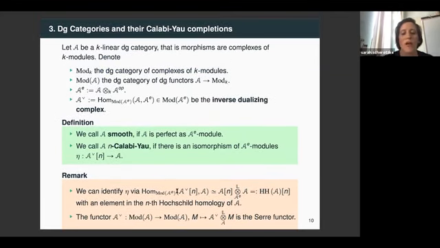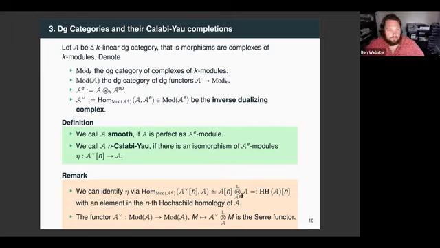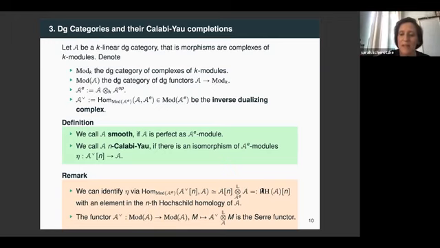If we have a morphism between the dualizing complex shifted by n and A, and we assume that A is smooth, then this is equivalent to taking the derived tensor product between A shifted by n and A over A^e, as an A bimodule. And this is exactly how Hochschild homology of A shifted by n is defined. So we can view a Calabi-Yau structure as an element in the nth Hochschild homology of A.